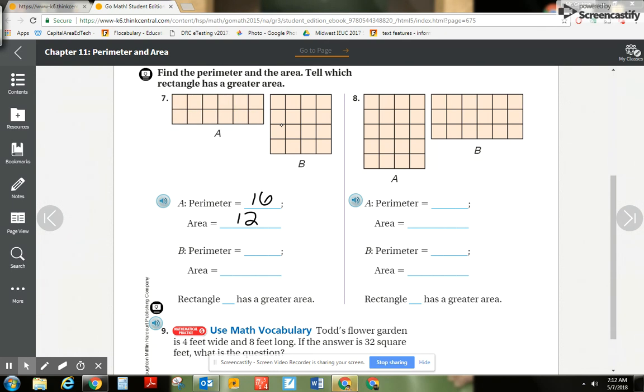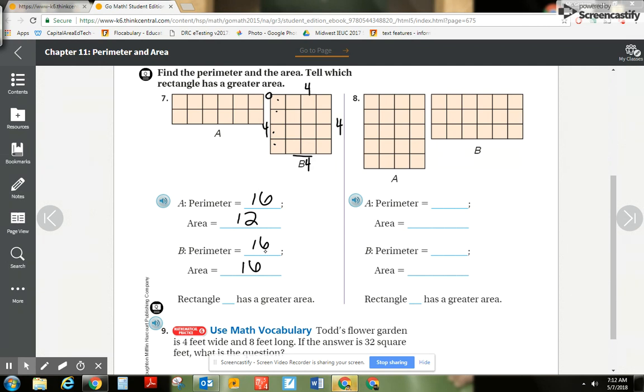And rectangle B is actually a square. Remember, a square is a special type of rectangle because all 4 sides are equal. So I start here, and I have 4, and then I have 4, 4, 4. So my perimeter is 16. Same perimeter, which is confusing because they look so different, but the space around is the same. My area, 4 times 4 is 16.